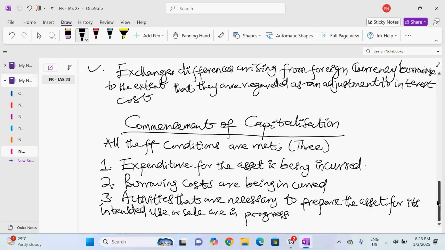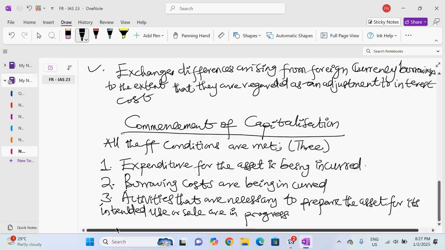So these are the three conditions that should be met. It should be in your head, on your fingertips, when they ask you when capitalization starts. You even use these conditions to solve questions. The question will give scenarios for you to work out at what point capitalization commences. Capitalization must commence when the three conditions are met. All right. So that is for the commencement.